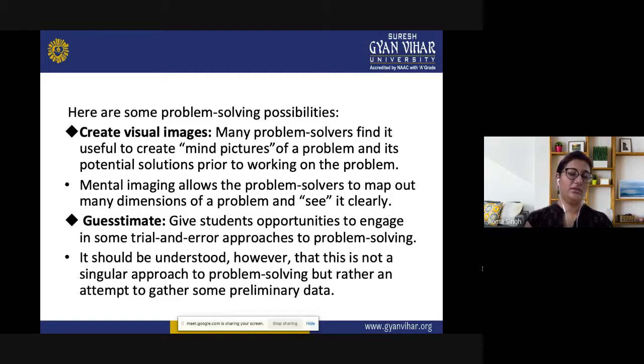A teacher may not approve it, or if this approach is being done in a group, the group may not approve it. At that time they should be ready to find new solutions and new things. This is not a singular approach to problem solving, but rather a kind of gathering of preliminary data.